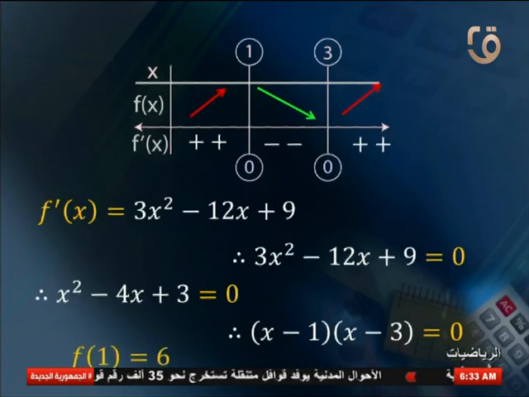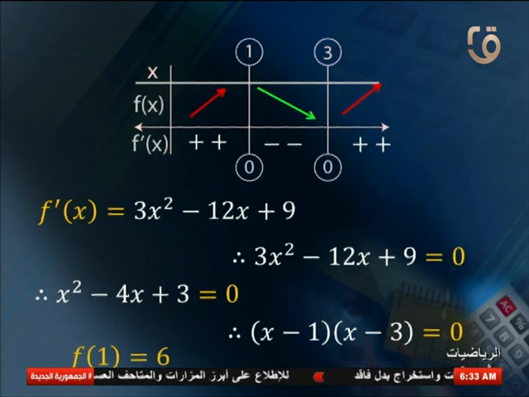Therefore, what is the value of x? x equals 1. Another solution, x equals 3. So x equals 1 and 3. Look at the graph which is opposite.